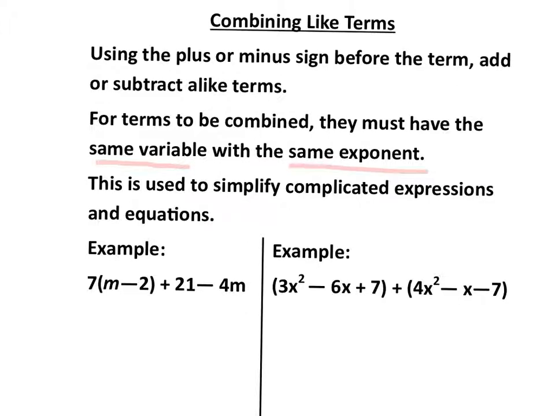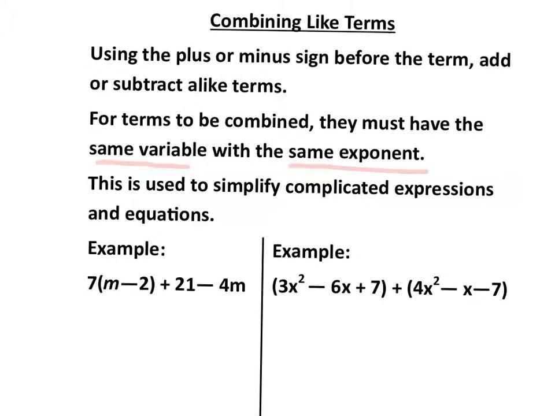In order for terms to be combined, they must have the same variable with the same exponent. Okay, so when we did order of operations, we said, no, you can't do order of operations with variables. For combining like terms, this is what you're going to do with variables because it's going to be very useful to simplify complicated expressions and equations. Let's take a look at the first example.